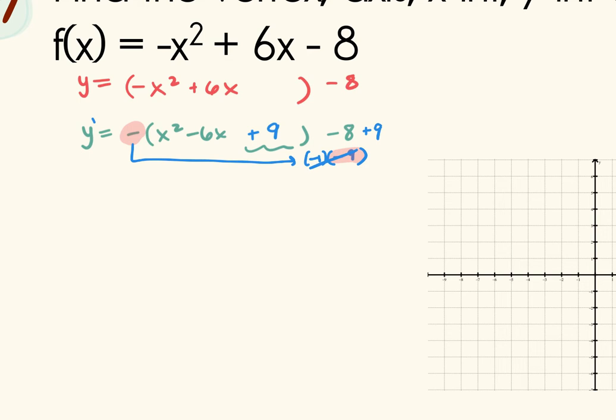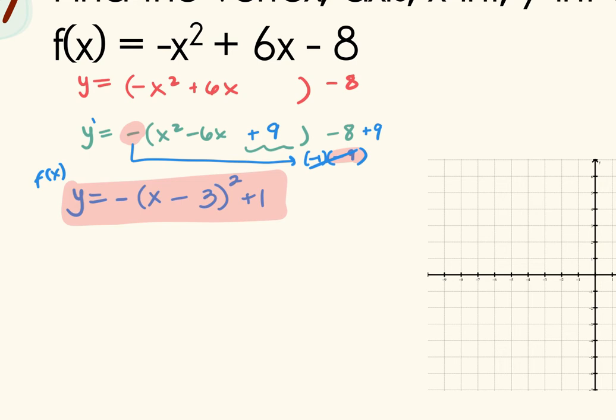Okay, so now I'm going to factor y equals the negative on the front. Square root first, square root last, sign from the middle, put it in parentheses and square it. Negative 8 plus 9, which is a positive 1. F of x is the same thing as y, so I didn't rewrite it, but if you had, it would be f of x equals negative x minus 3 squared plus 1.